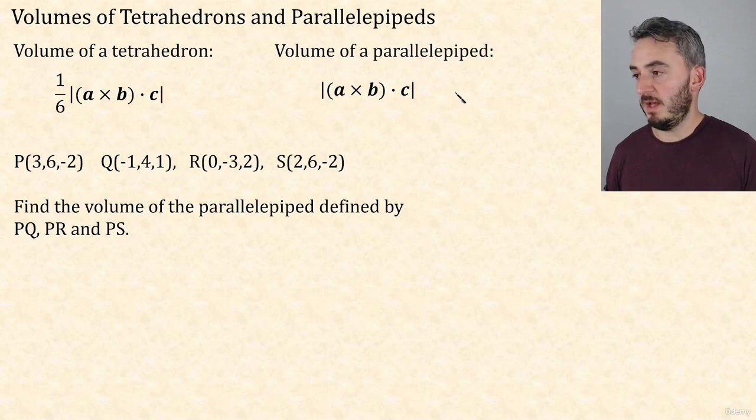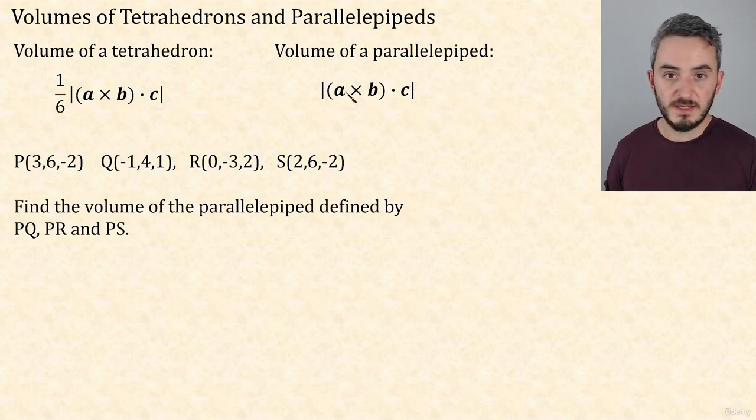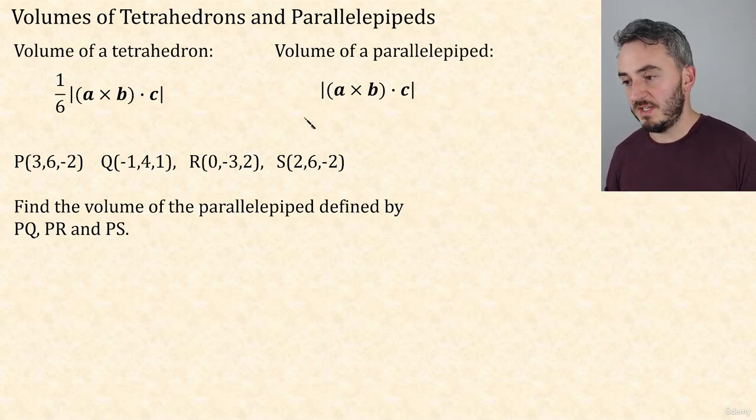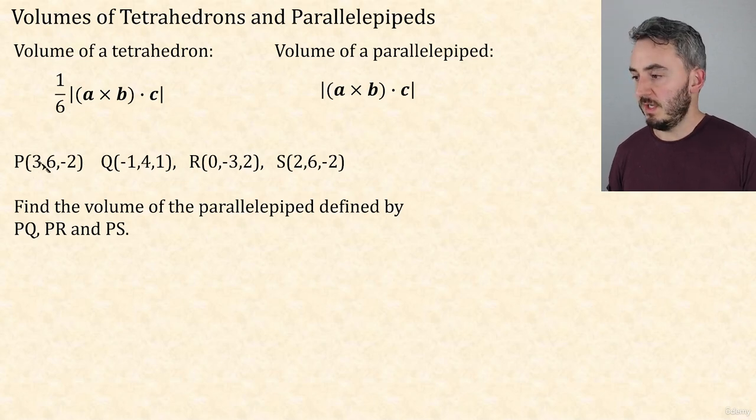So let's have a go at that now. So we've got these 2 formulas, they're identical, just whether we have the 6th or not. So we've got 4 points here, P, Q, R, and S. We want to find the volume of the parallelepiped defined by PQ, PR, and PS.